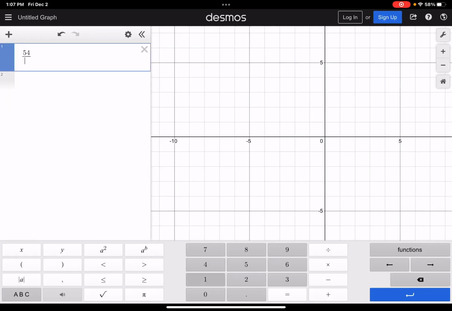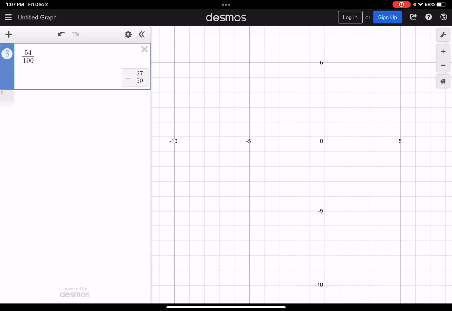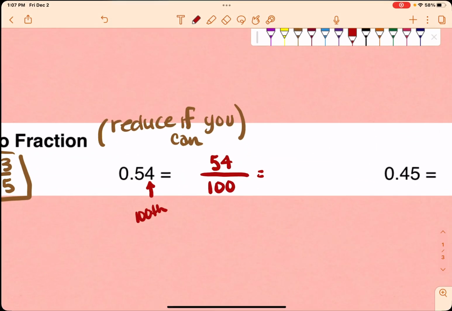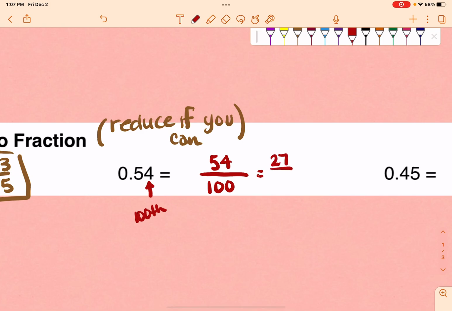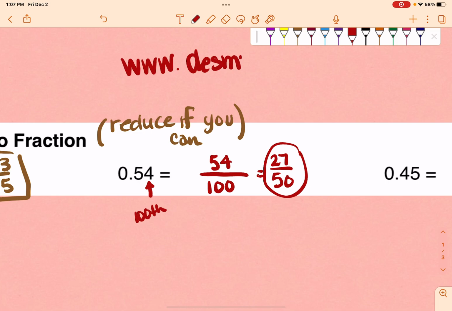So 54 over 100 is going to give us 27 over 50. Now again, if you want to use Desmos, you can either use the free app or you can go to www.desmos.com, but either one is perfectly fine.